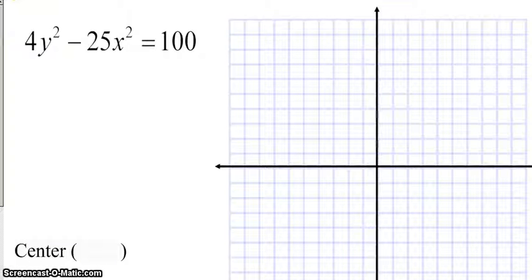Okay, here's the next style example problem. Instead of x being here and y being here, these are switched. Yet, the problem's not set equal to 1. So I'm going to do that.